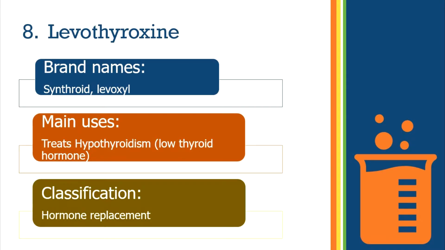Levothyroxine. Brand names are Synthroid or Levoxyl. It is used to treat hypothyroidism. Hypothyroidism is when you have low thyroid hormone, or your body produces low thyroid hormone. So this medication is a hormone replacement.